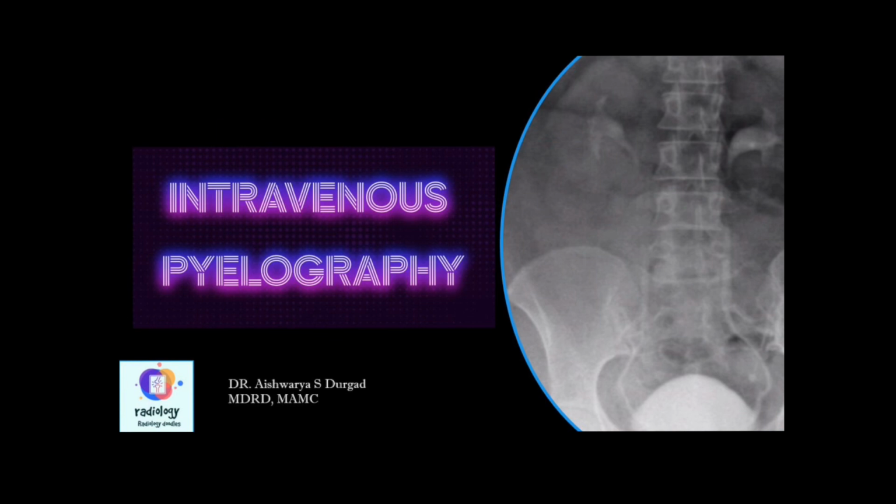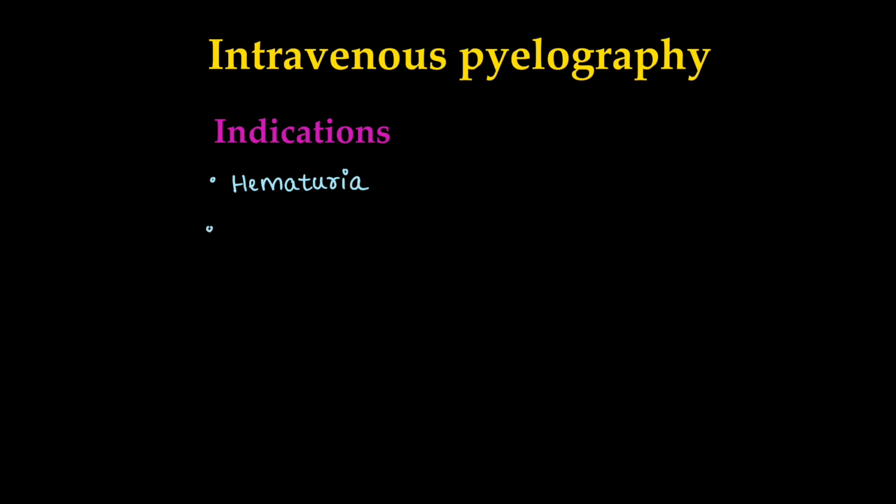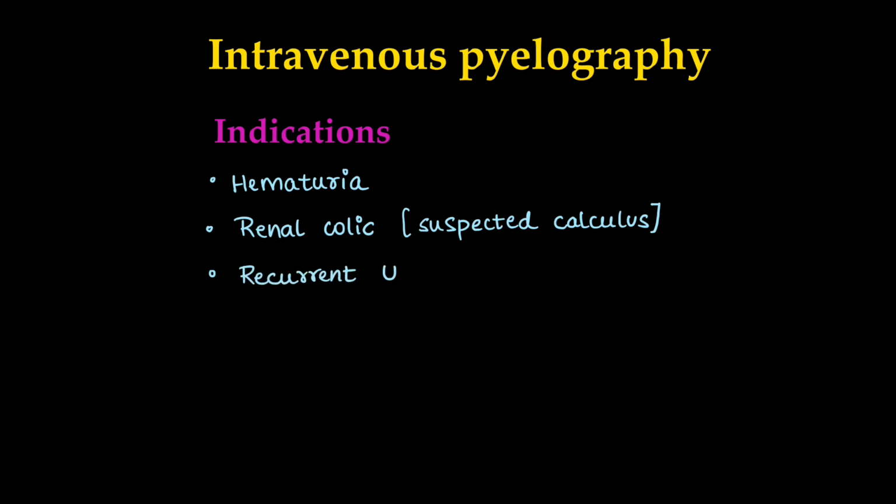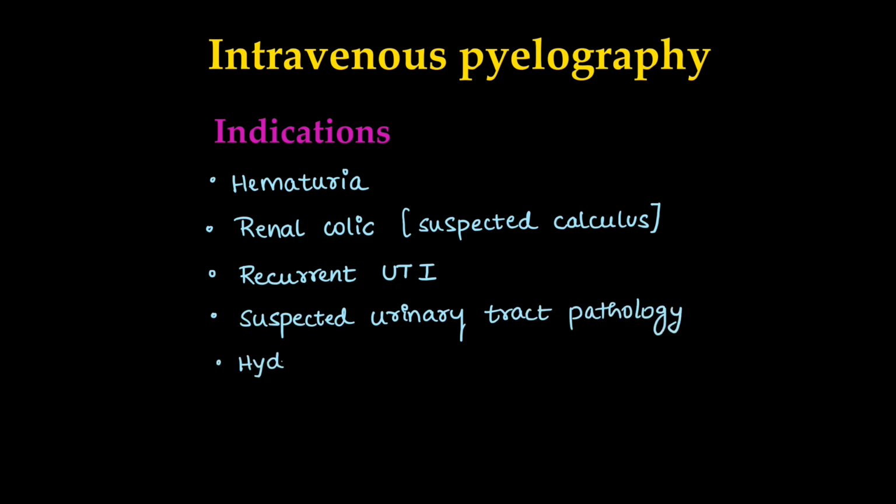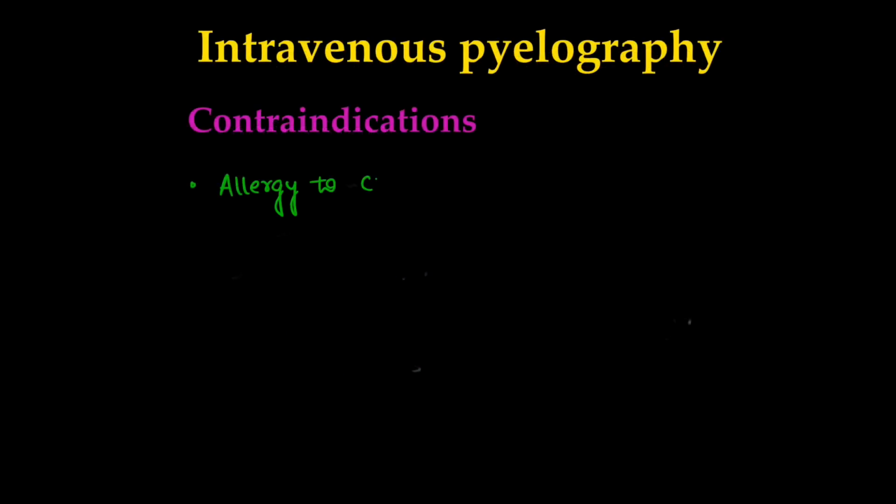So first, what are the clinical indications for IVP? These are the indications which a clinician sees and sends for IVP. If the patient has hematuria, renal colic, recurrent urinary tract infection, suspected urinary tract anomalies, and in cases of proven hydronephrosis, they send for IVP.